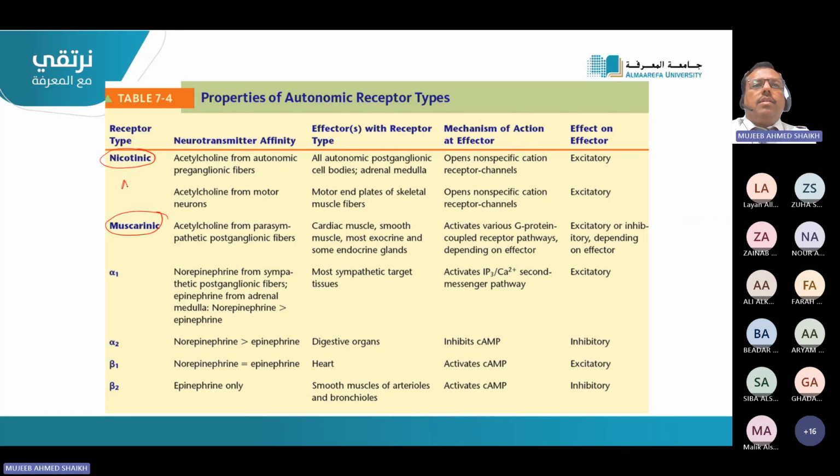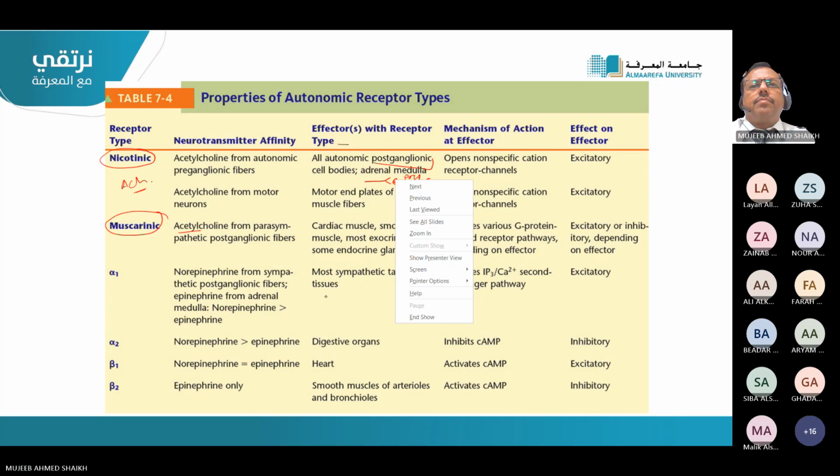So here the cholinergic receptors act by nicotinic or muscarinic receptors, activated by acetylcholine. This is a cholinergic receptor, so the neurotransmitter is acetylcholine. Effectors with receptor type: the nicotinic receptor is in the postganglionic fiber, in the cell bodies. Here one neuron is ending, the second neuron is starting. So this is the postganglionic neuron, and the receptor is lying on the postganglionic neuron.